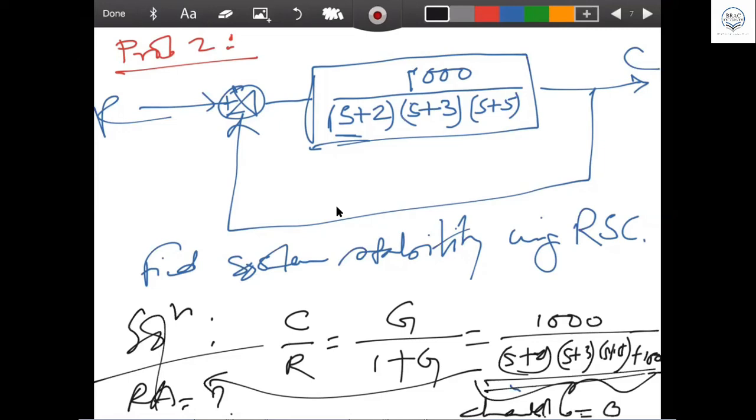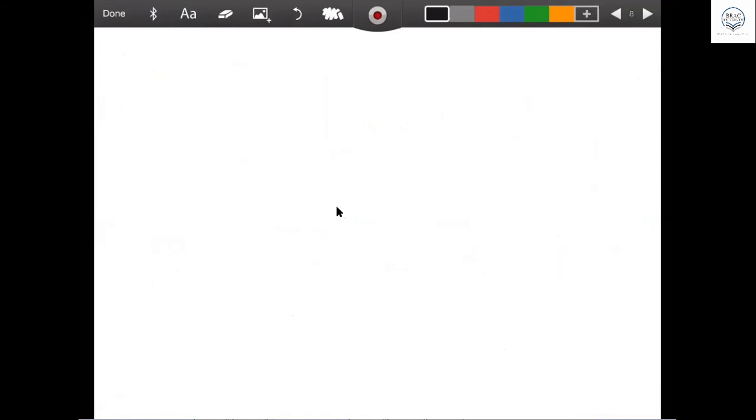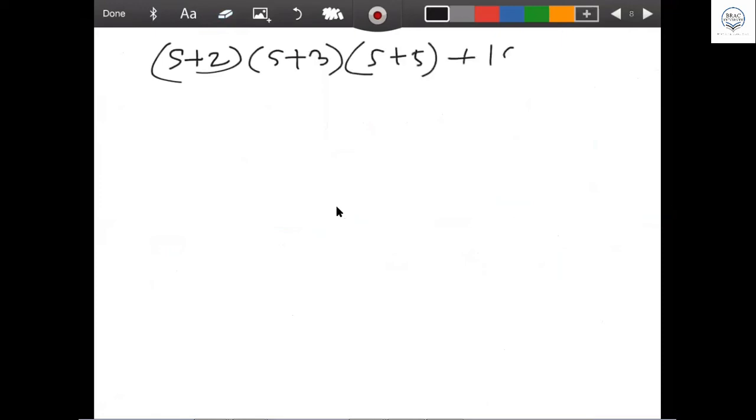Anybody done it? Okay, what is the Ruthian array you have developed? The equation first, we have to go, and then we have to go for the Ruthian array. What is the equation you got? (s plus 2)(s plus 3)(s plus 5) plus 1000 equals 0, right? After simplification, what polynomial do you get?